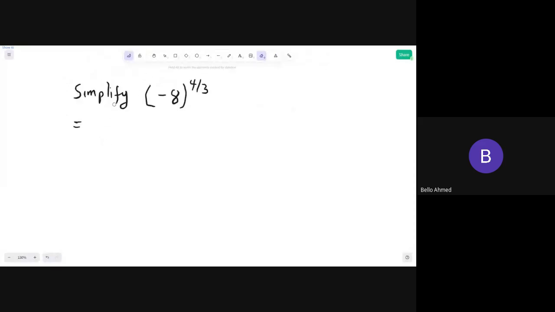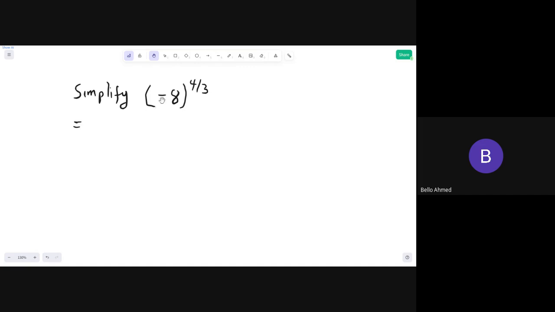Simplify (-8) all raised to the power of 4 over 3. Now, if we want to simplify this problem, you discover that we have a minus in the brackets. So we are going to look at our power. If you look at your power, you discover that we have 4 over 3.